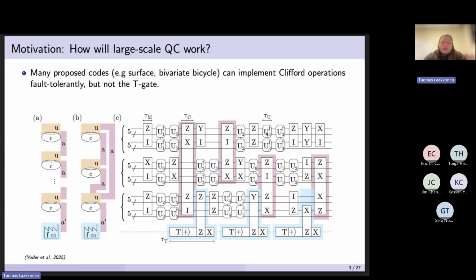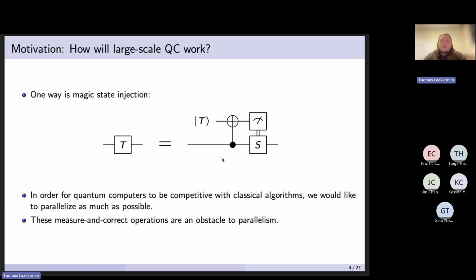And here's a figure from IBM's recent work on the bivariate bicycle code. You can see on the right there's this big circuit with 3 groups of qubits, and all the operations that occur on this right-hand side are Clifford operations because that's what the code can support. And so how do you implement the T-gate, the one that you need in order to be able to do general computations? One way to do this is called magic state injection.